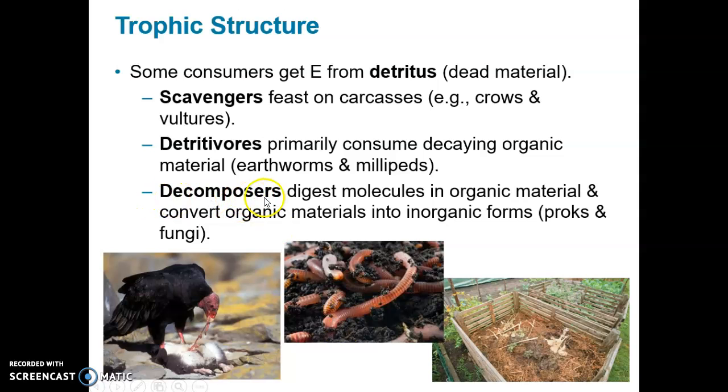And then the decomposers, they digest molecules in organic material and then convert that organic material after they process it into inorganic forms. And these are prokaryotes like bacteria and fungi, which are the primary decomposers in our environment. And they help break down things all the way down to the molecular level, releasing gases, but also converting organic material into inorganic forms that are then available, like in the soil, for things to grow. Part of the nutrient cycling of organic material into inorganic material.